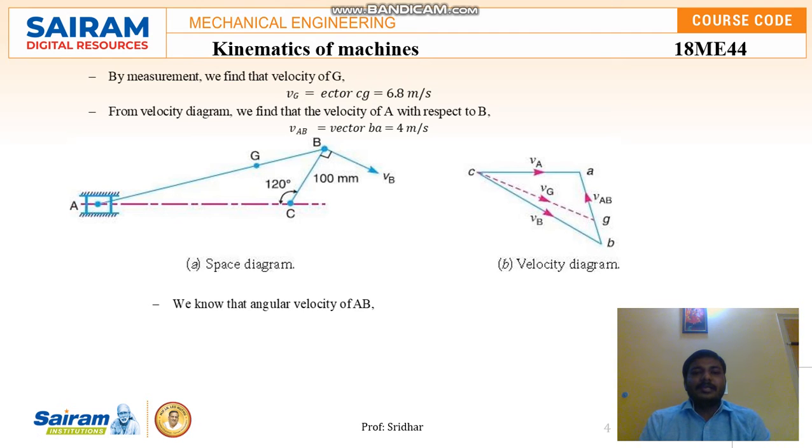Now by constructing this velocity diagram, we can see this AB according to the given dimensions that we have constructed. At point G, when you measure from point C to G, the vector Vg will be equal to 6.8 meters per second. Similarly, when you measure VAB, that is vector BA, from B to A, in this diagram we get 4 meters per second.